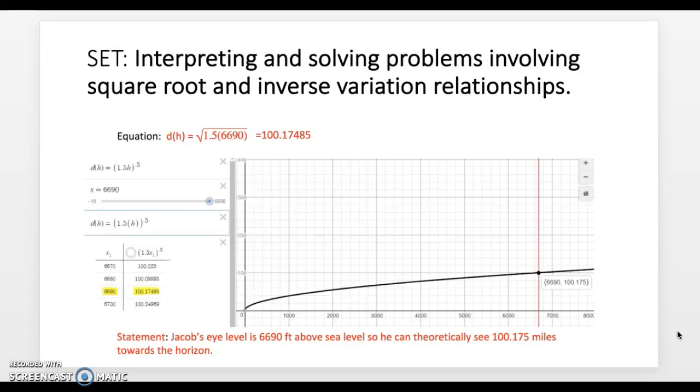Graphing looks like this on Desmos. You can see in here that they used a 0.5 exponent for the square root. That's a reminder from last unit, Unit 5, where we talked about square roots being the same as fractional or decimal exponents. And we went to 6,690 and found that the eye level distance is 100.175. Or you could create a table and take a look at those values around 6,690 and see where that exact distance is.